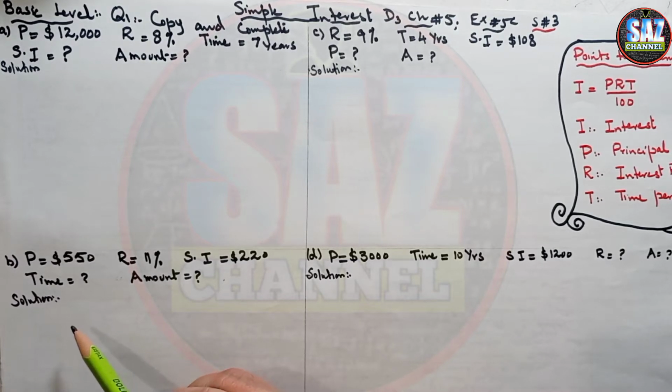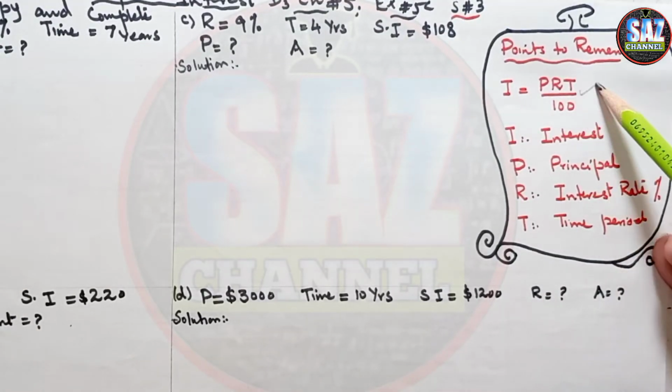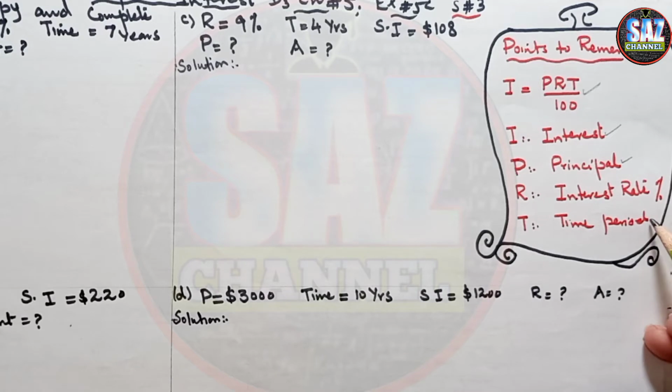with the help of the formula I equals PRT upon 100, where I stands for the amount of interest, P is the principal amount, the amount either we are keeping in the bank or taking or borrowing from the bank as a loan, R is the interest rate, and T is the time period given in the question.